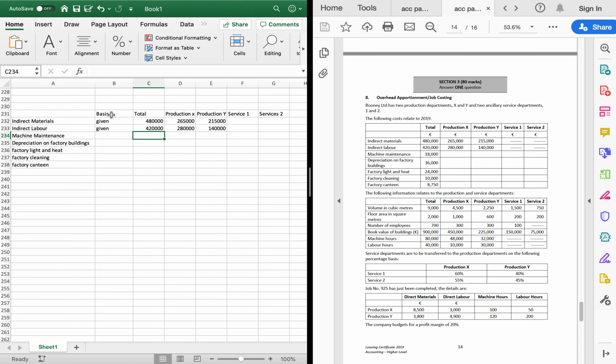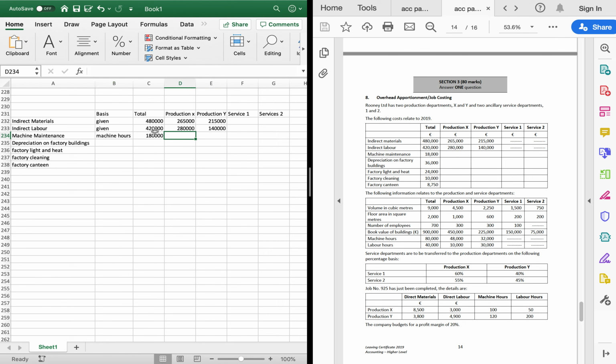Now the next one is the 18,000 from the machine maintenance. Now, again, you would have to think there's probably not too much machinery in services, so anyway, we'll see how it goes. But you have to split up on the basis of one of these things here: the volume in cubic meters, the floor area, the number of employees, the book value, the machine hours, and the labor hours. So whichever one of those suits best. So we're talking about machine maintenance, so it's going to be machine hours. That seems to make the most sense.